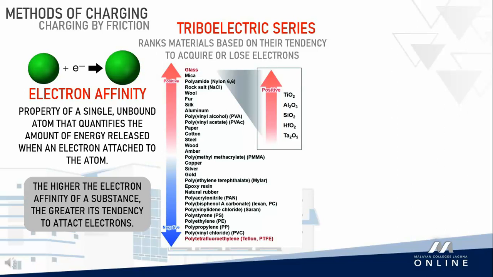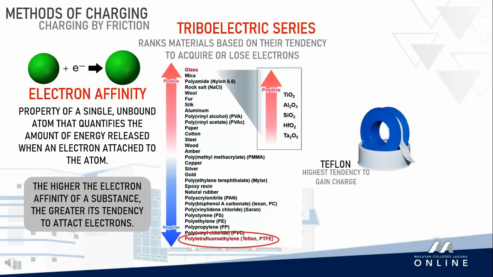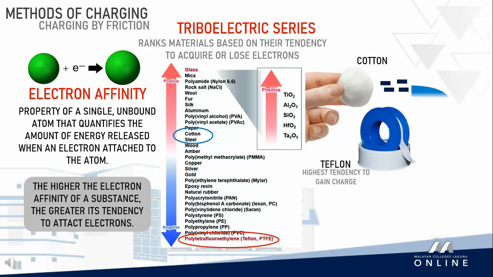On your screen is a sample triboelectric series. Let us use Teflon for example, which is found at the bottom of the series. It has the highest tendency to gain charge. That is why when you rub a cotton on this, Teflon becomes negatively charged, while cotton becomes positive.